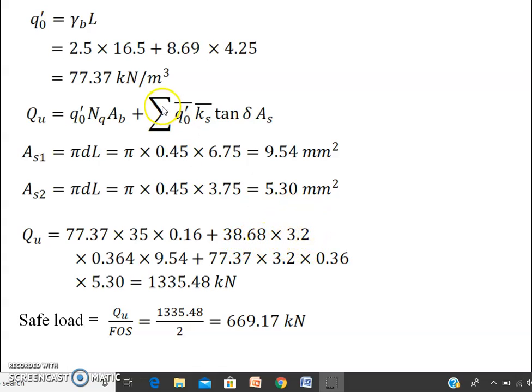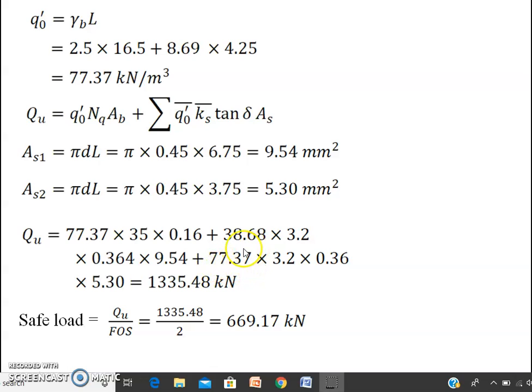If I take the average value, 0 plus 77.37 divided by 2, it works out to be 38.68, multiplied by 3.2, this is the value of Ks bar, multiplied by 0.36, that is the tan delta value which we have calculated, multiplied by AS1, the surface area up to the linear distribution of the pressure. So it is 9.54 plus 77.37.